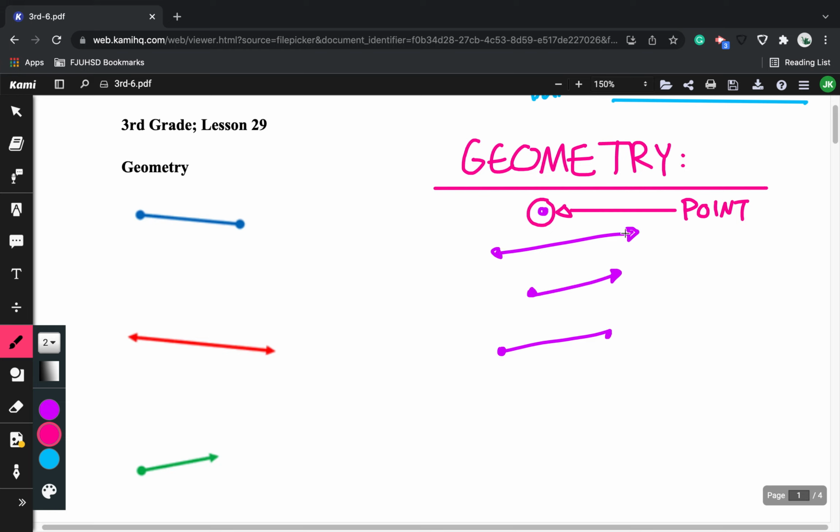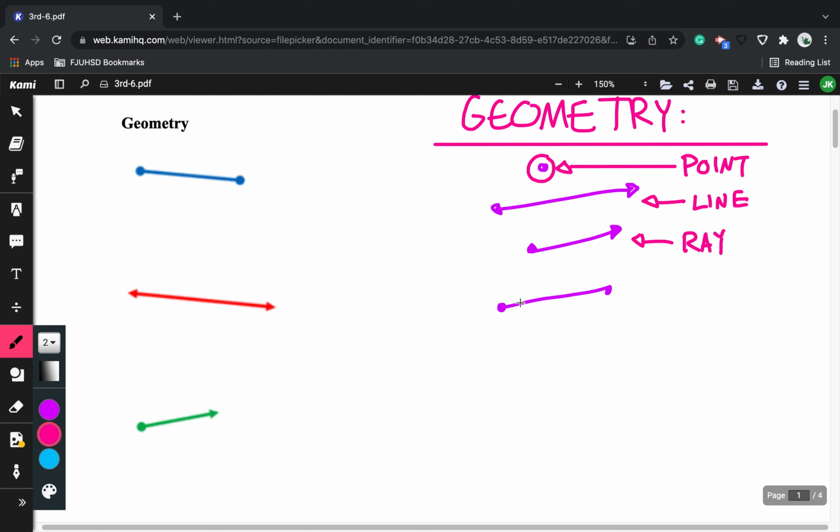If you see something like a long line that's going infinite, going on forever with these arrows at the end, that's called a line. If there's a point and one part going forever, infinite, this is called a ray. And if there's a line, but both sides have a point, that's called a segment or a line segment.